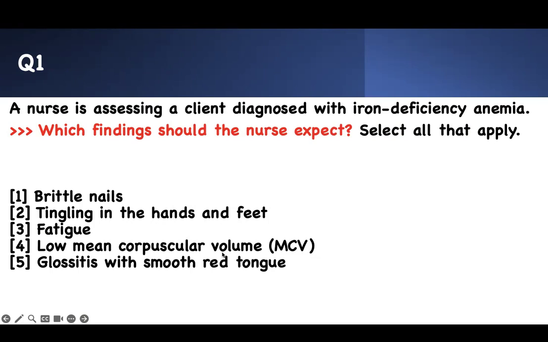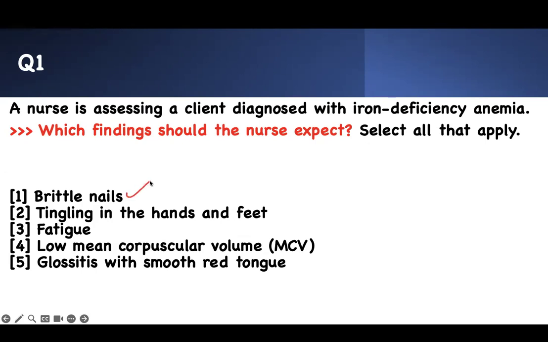Number one, you know this. Which finding should the nurse expect? Stop the video, put your answer in the comment. Select all that apply. A nurse is assessing a client diagnosed with what? Iron deficiency anemia. The main problem is iron. What should you expect? Brittle nails, tingling in the hands and feet, fatigue, low mean corpuscular volume, and glossitis with a smooth edge. What do you think? I know you know the answer. You put the answer in the comment and let me know.